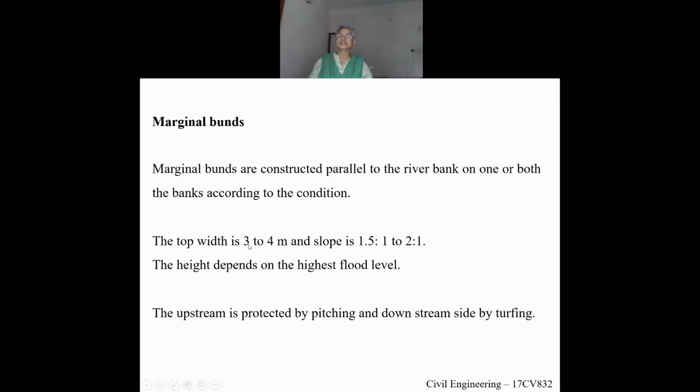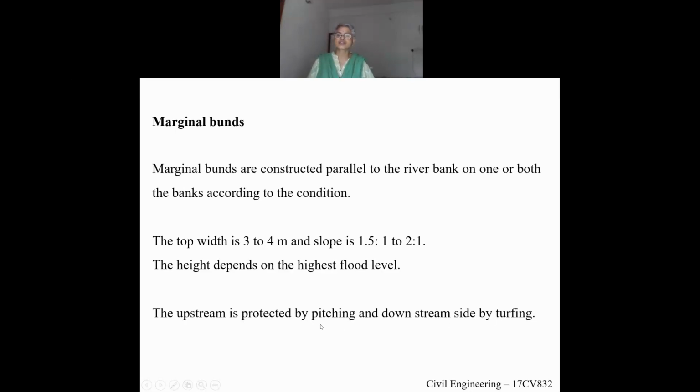The top width is generally kept 3 to 4 meters and the side slopes of the bank are 1.5 to 1 or 2 to 1. The height depends upon the highest flood level. The flood discharge has to be calculated in that particular area, and depending on that, the height has to be decided. The upstream is protected by pitching and the downstream by turfing.